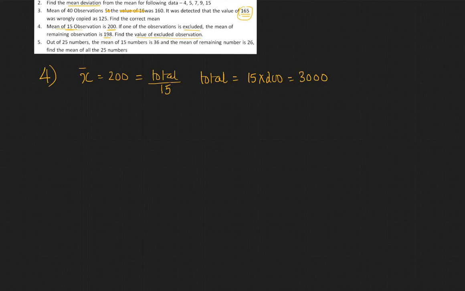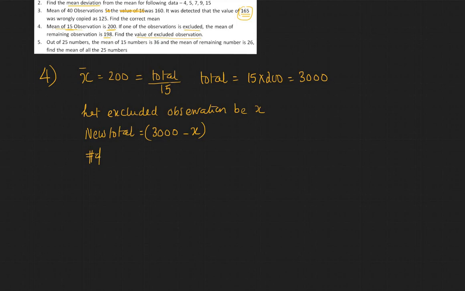So then the questioner says that if one of the observations is excluded, so let the excluded observation be x. Since we are excluding that observation, the new total is equal to 3000 minus x, right? For the mean of the remaining observations, the number of items is reduced by 1 because we have excluded 1. So the number of items earlier was 15, now it is 14.